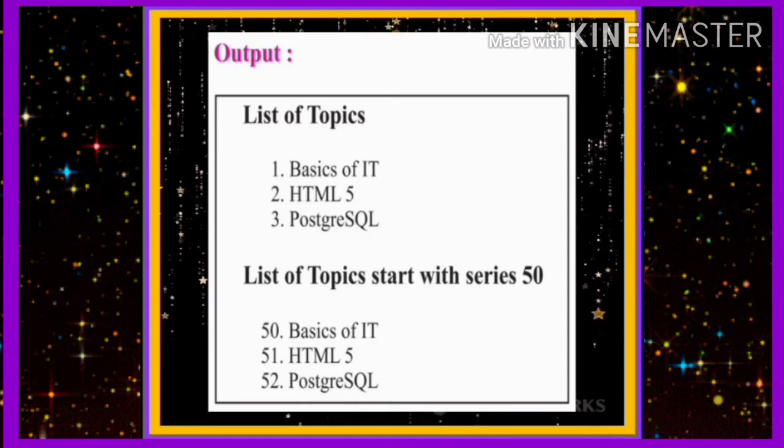Now save the program, run on the browser, you will get this output. This output shows two lists. First starts from 1 and second starts from 50. So you can use ordered list to create ordered listing.